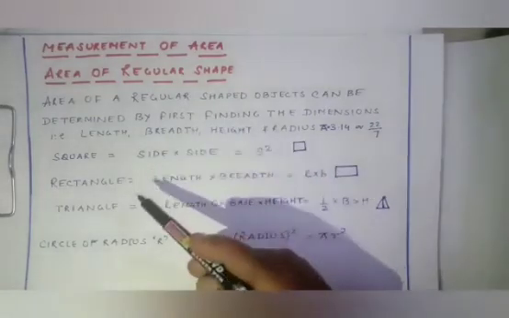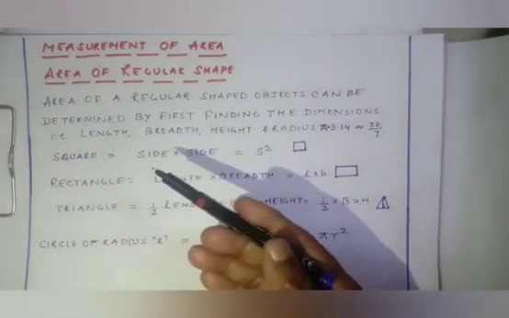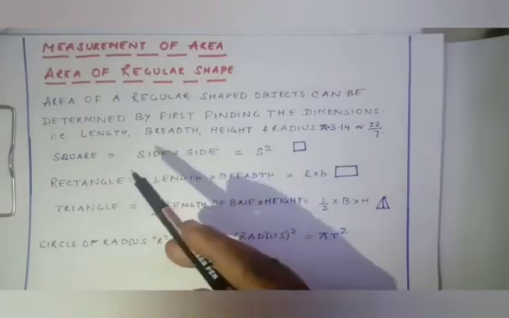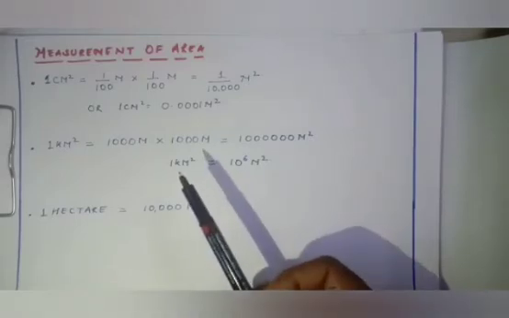Easily you can find out the area of a regular shape object if you know the dimensions of that figure. I hope it is clear to everyone. Let us see some conversion of units which is very much important related to this chapter.